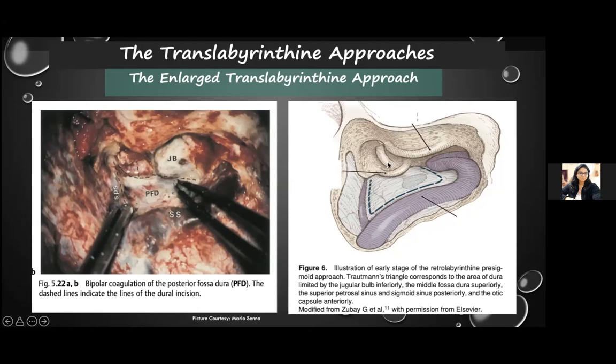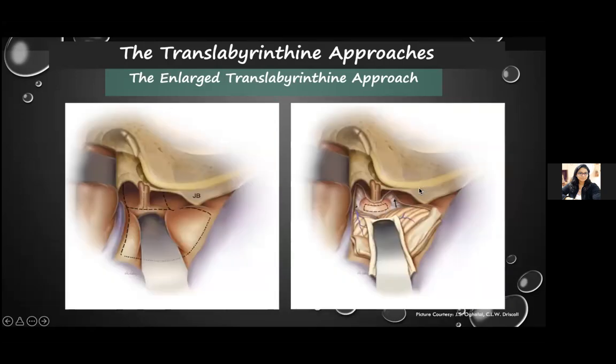Now another important landmark which we have to mention is Donaldson's line. Here we are seeing the endolymphatic sac. Donaldson's line is a line which is drawn along the lateral semicircular canal, bisecting the posterior semicircular canal, and anteriorly, inferiorly, and medially lies the endolymphatic sac. So that is the importance of Donaldson's line.